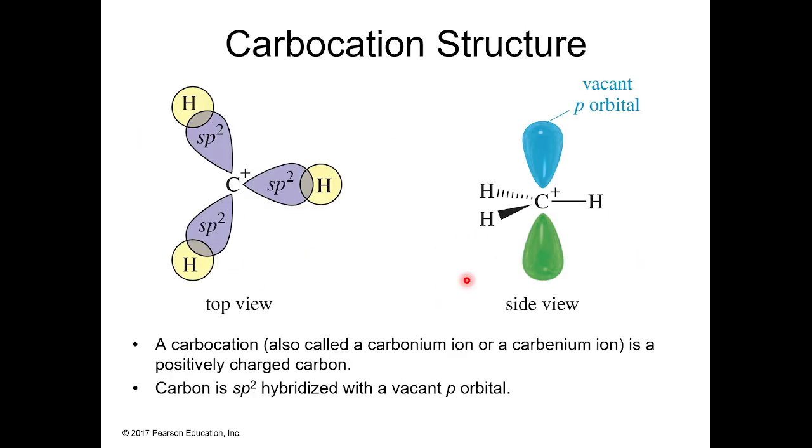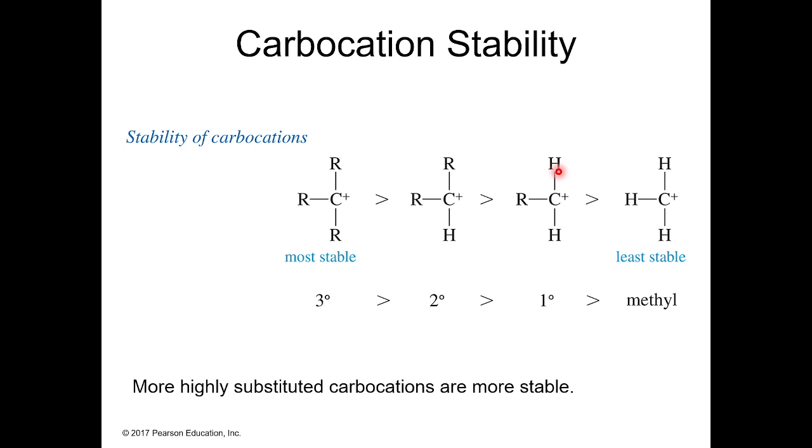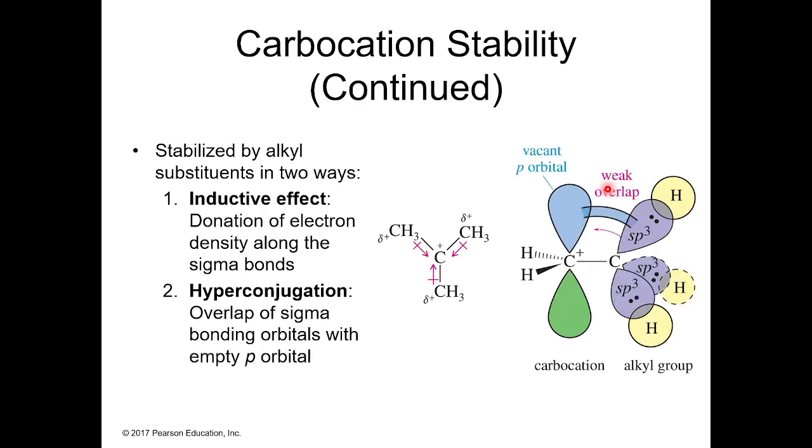Okay. What does this mean? Well, the most stable carbocations are going to be the most substituted ones. So the tertiary are the most stable. The secondary are the next most stable. Primary, less stable, and then if you have a methyl, that would be the least stable. Okay? There are actually two different reasons for this. There's the inductive effect and then the hyperconjugation.